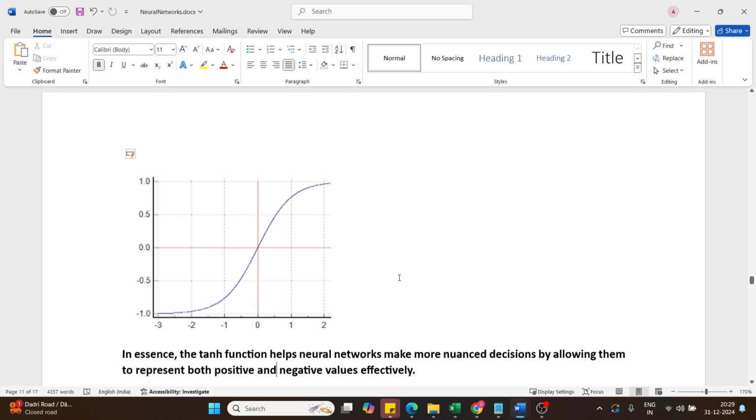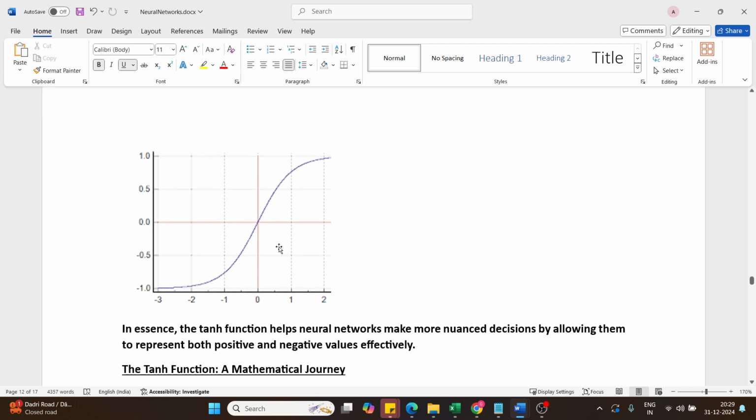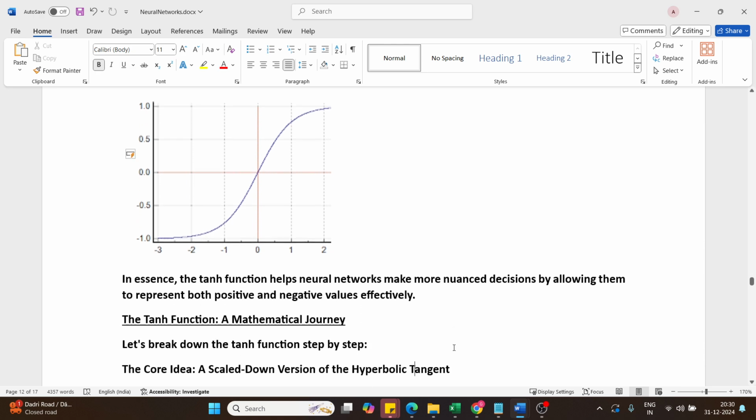Now let's see the visual representation. You can see between -1 and +1 there is a value 0, so it's passing through 0 from -1 to +1. Essentially, the tanh function helps neural networks make more nuanced decisions by allowing them to represent both positive and negative values effectively. This is in fact more efficient for most situations, the tanh activation function.